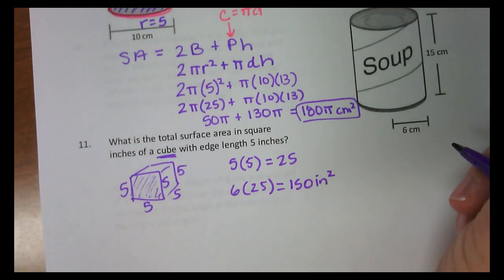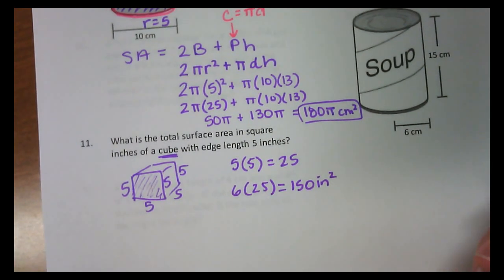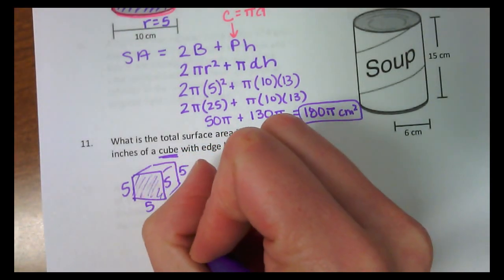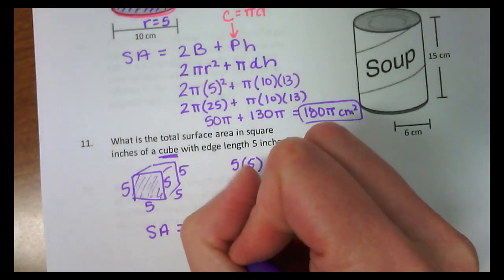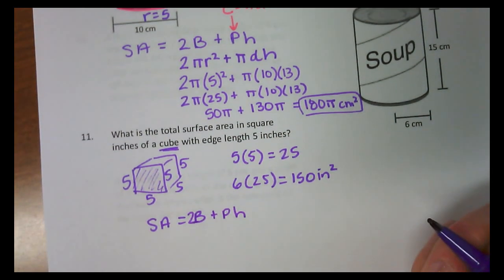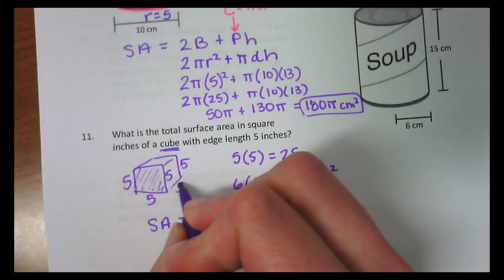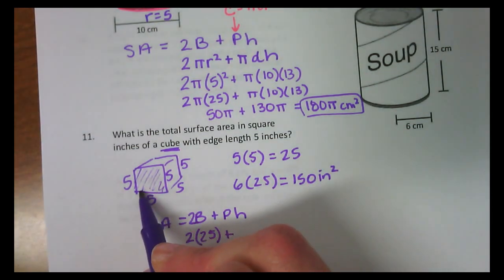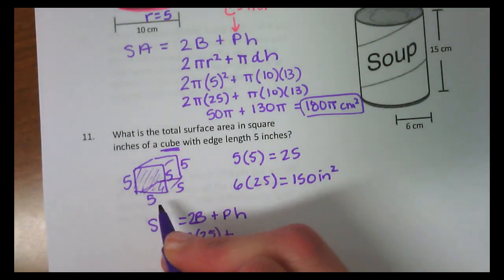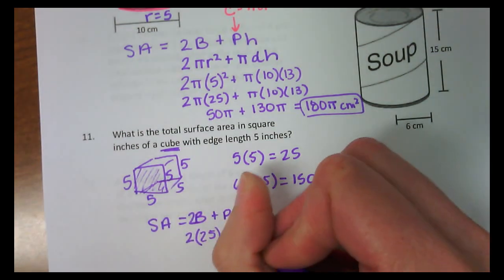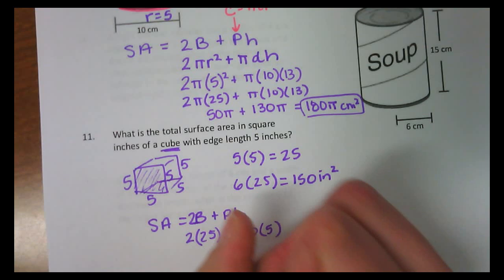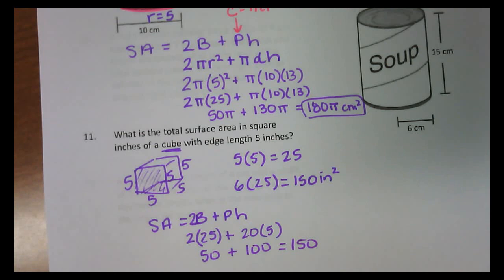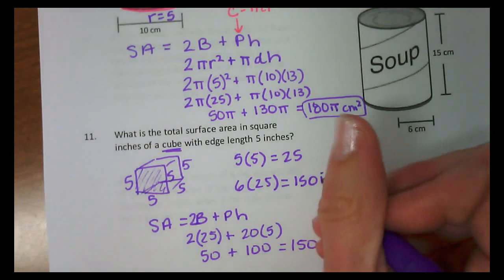The other way I can do it is I can find my formula on my formula sheet for a prism and say the surface area is 2 times the area of the base plus the perimeter times the height. So 2 times the area of the base, 25, plus the perimeter. So the perimeter of one of these squares is going to be 5, 5, 5, and 5, which is 20, times the height. So this gives me 50 plus 100, which gives me 150. Same answer. Doesn't matter which way you do it.